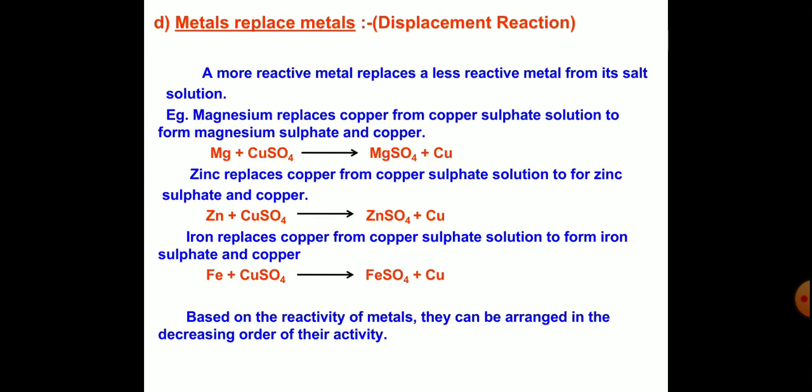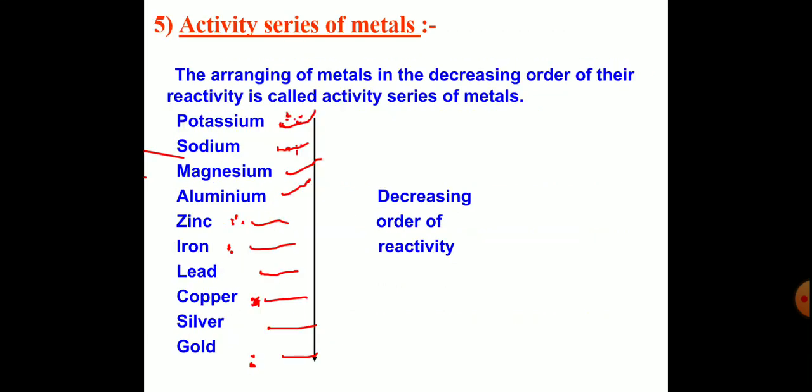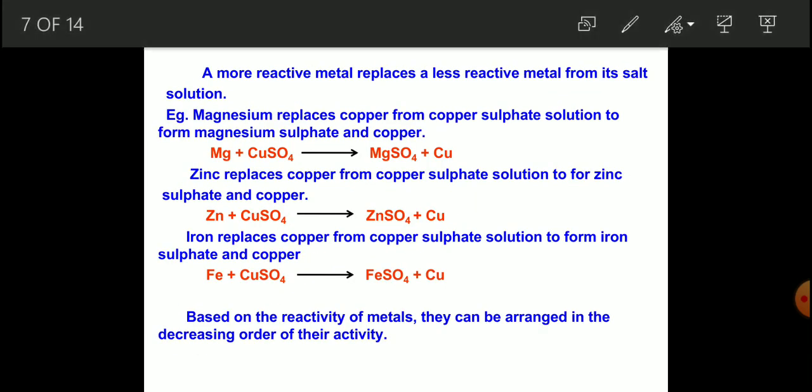See, displacement reaction. What is a displacement reaction? The more reactive metal displaces the less reactive one. Here, magnesium plus copper sulfate. Clear? So it will form magnesium sulfate plus copper, because magnesium is more reactive than copper.